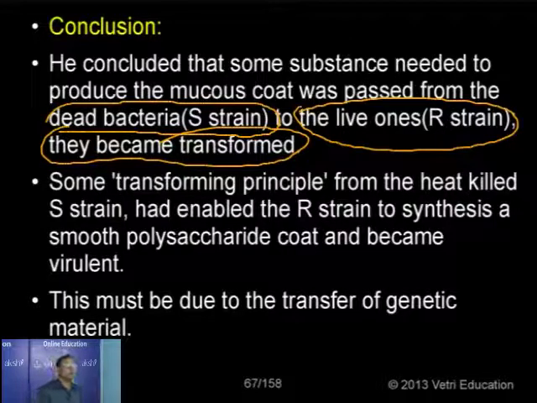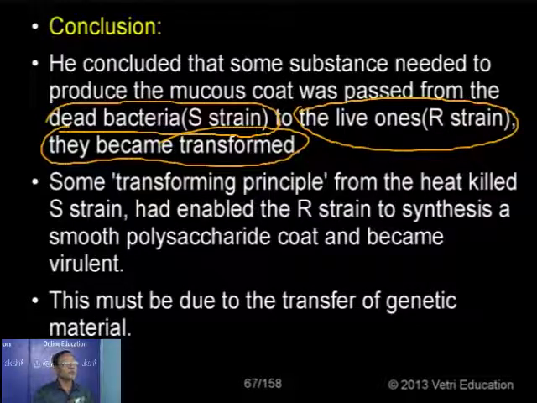From this, he also concluded that there is some transforming principle from the heat killed S strain, and that enabled the R strain to synthesize the mucus coat. As I mentioned already, the DNA from the S strain entered the bacterium of the R strain and integrated with the DNA of the R strain. Now the R strain has the capability to synthesize the mucus coat.